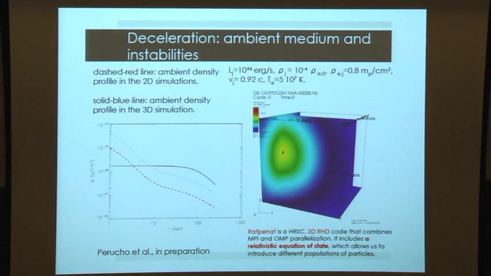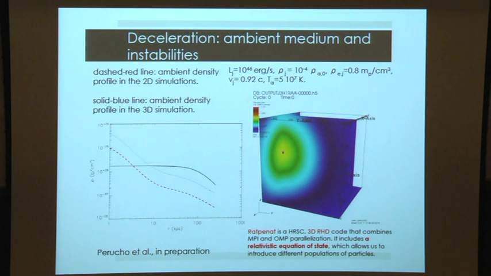So in order to understand the influence of the ambient medium profiles on the evolution of jets, I'm now running a 3D simulation of an FR2-like jet. These are the density profiles that we have been using in previous simulations. Now we are using this one, so the galactic core is much larger, and the drop in density and pressure occurs at about 100 kiloparsecs. We do this with our code, RAPID, which is a 3D RHD code.